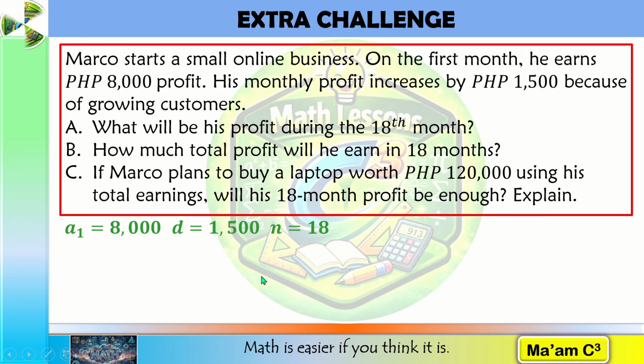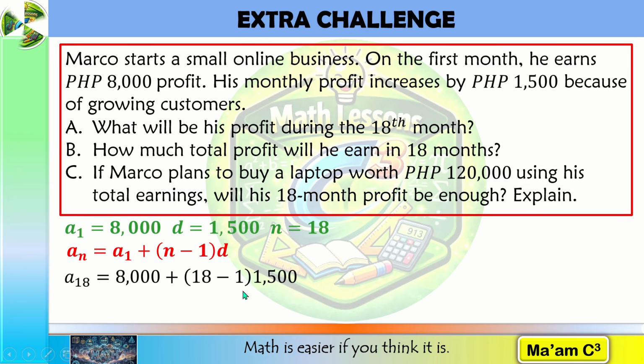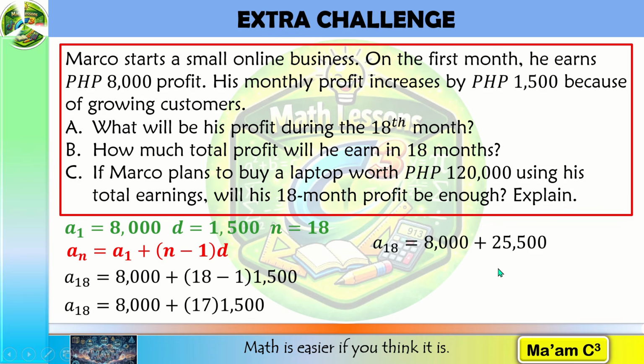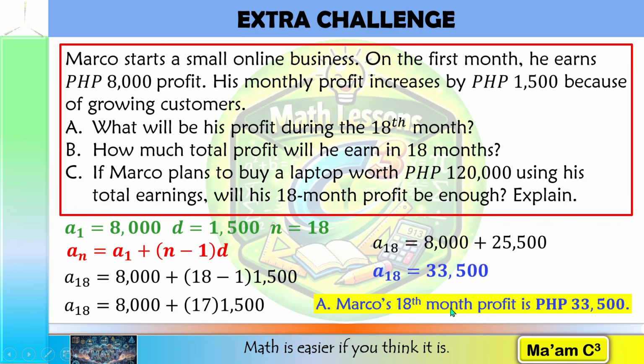So we're going to use the formula for finding the nth term. Our a sub n would be a sub 18. Our a sub 1 is 8,000, n is 18, and d is 1,500. 18 minus 1 is 17. 17 times 1,500 is 25,500. Plus 8,000 is 33,500. So Marco's 18th month profit is 33,500 pesos.